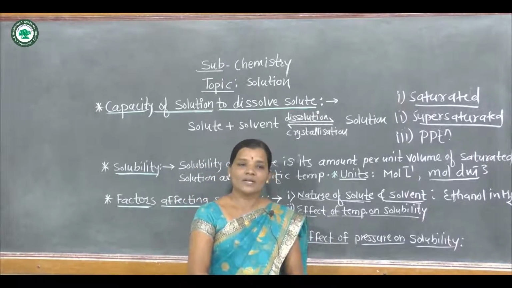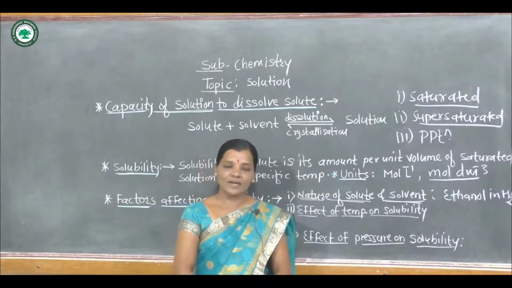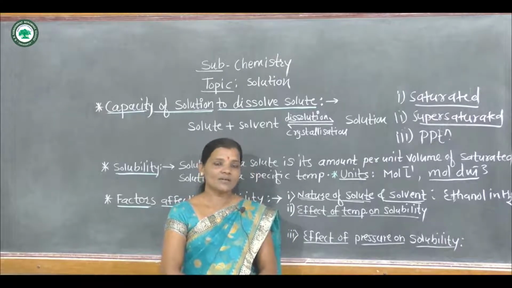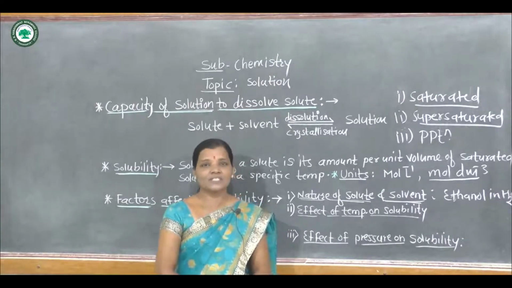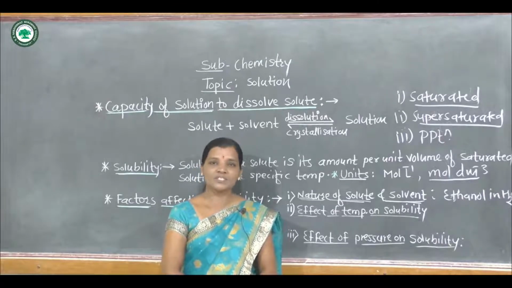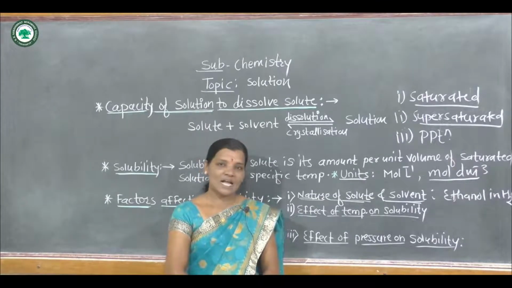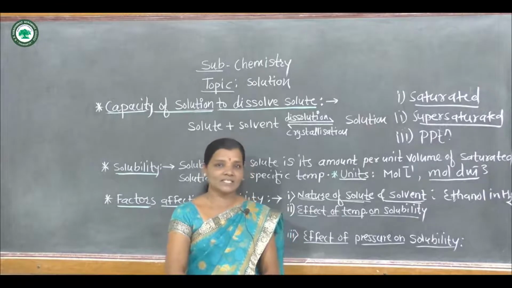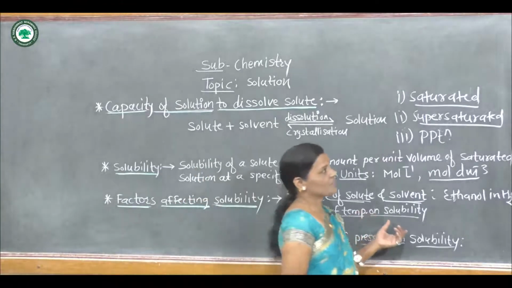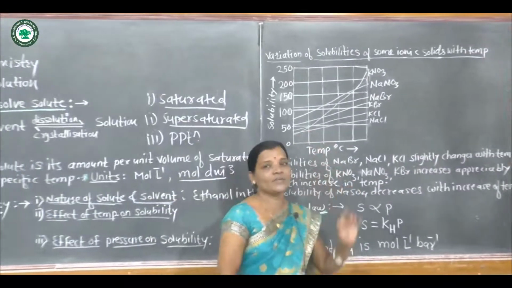For example, when calcium chloride dissolves in water, the reaction is exothermic, and when ammonium nitrate is dissolved in water, the reaction is endothermic, and hence exothermicity and endothermicity is not the criteria for any solute to get dissolved in the given solvent to prepare its solution. And hence generally we say that with increase in temperature, the solubility of the solute in the given solvent increases. Now let us see the variation of solubilities of some ionic solids with temperature.